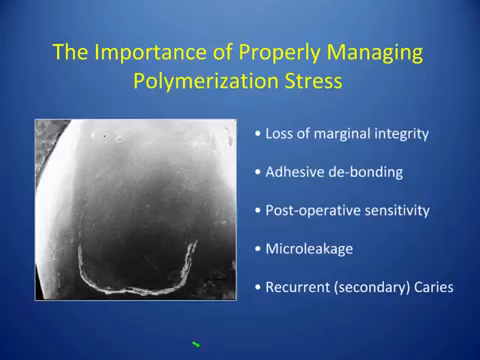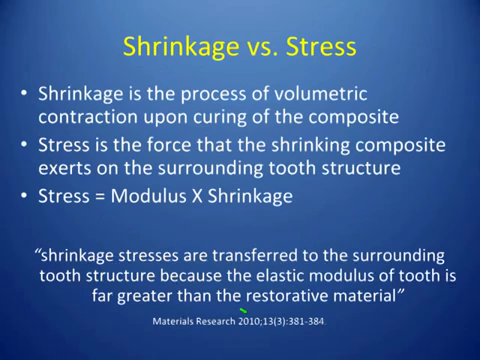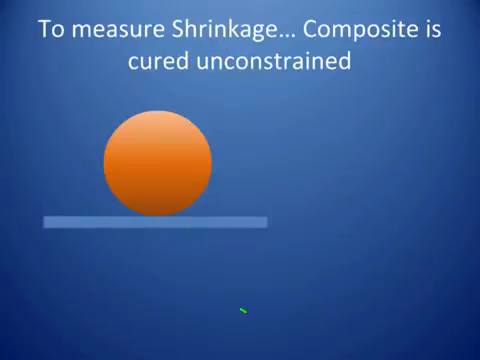As a laundry list of things that can happen, it can impact marginal integrity and the adhesive interface, cause post-operative sensitivity issues, and over the long run lead to microleakage and secondary or recurrent decay as a result. So by definition, shrinkage is the process of volumetric contraction upon curing, and stress is the force that shrinking composite exerts on the tooth. The way we look at volumetric shrinkage is that it's measured when the composite is unrestrained.